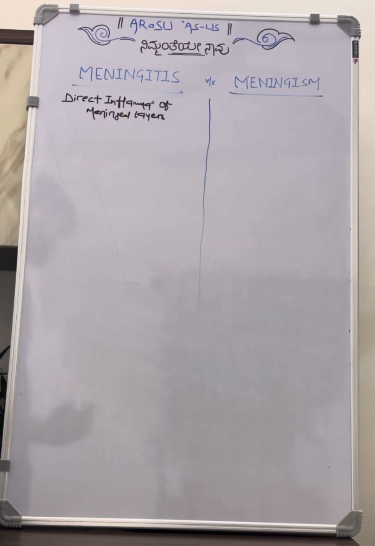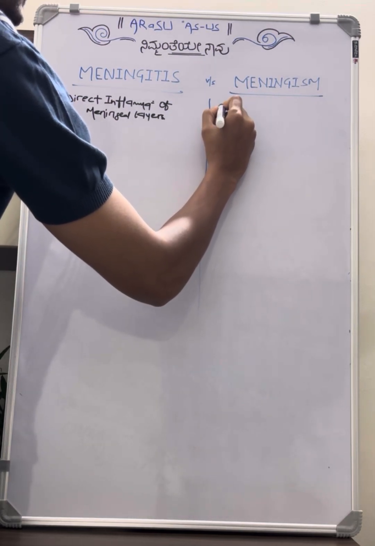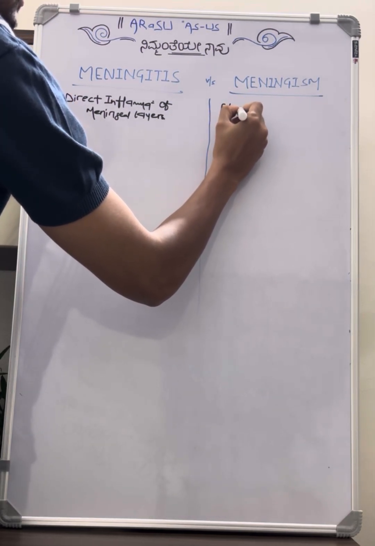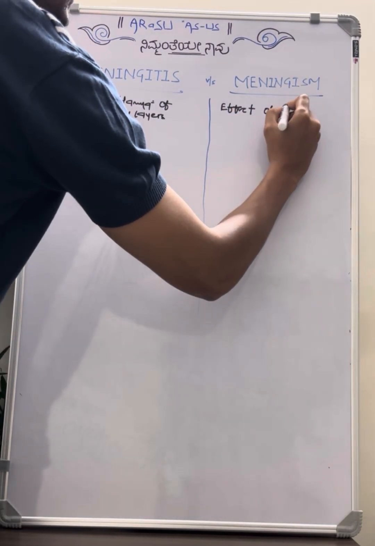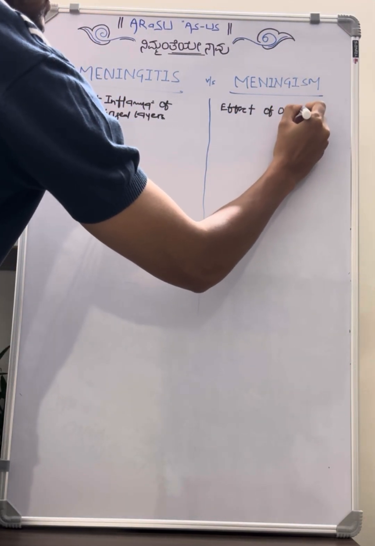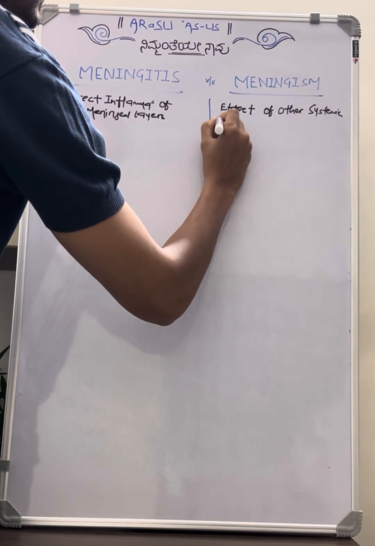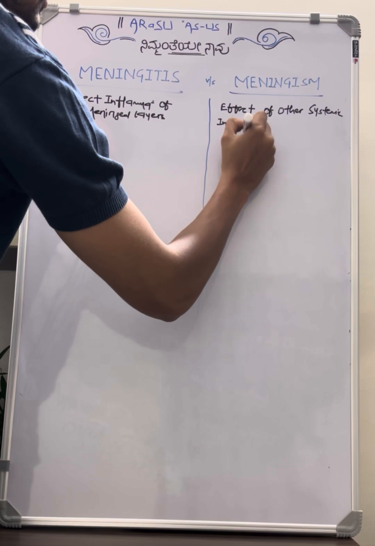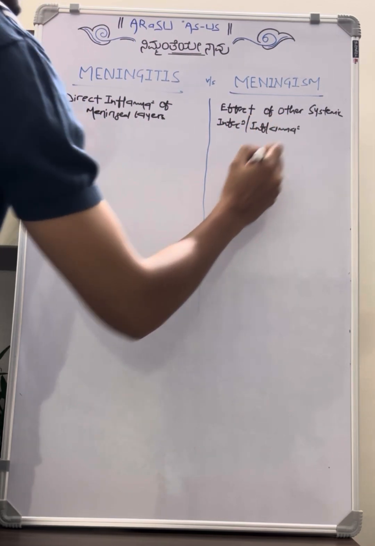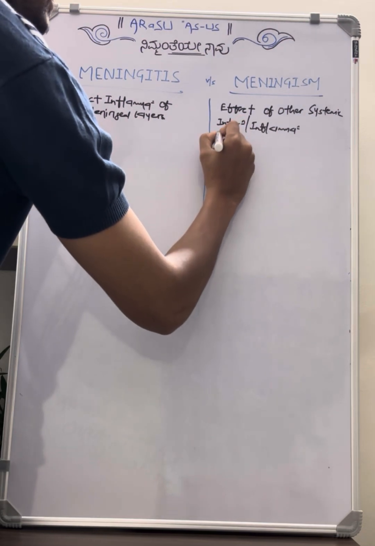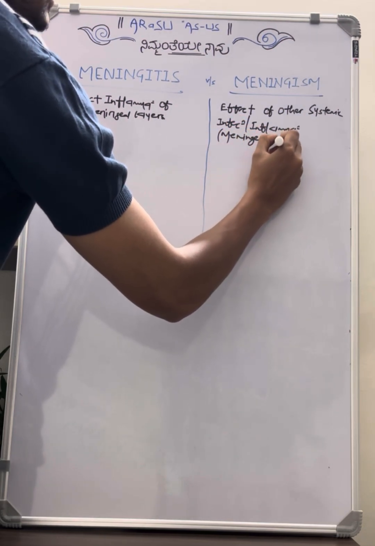Whereas meningism is due to the effect of some other systemic infection or inflammation. This will lead to meningeal irritation. So it is mainly meningeal irritation.